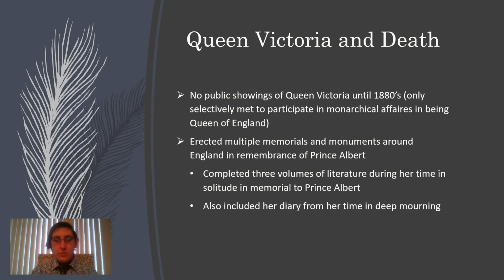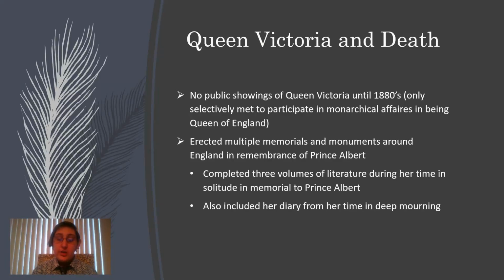Queen Victoria influenced the culture with death due to her lack of public showings until 1880. She still participated in her monarchical affairs, but even those were very selective to who she met with and who she saw. Most communication she had done through letters. Also during that time, she erected multiple memorials and monuments all around England in remembrance of Prince Albert.